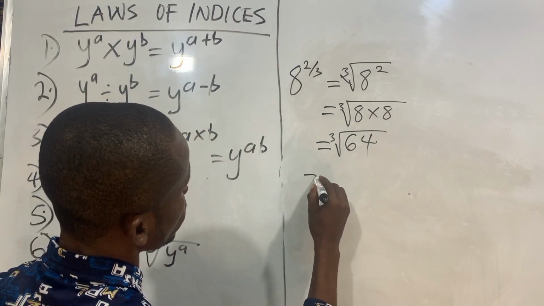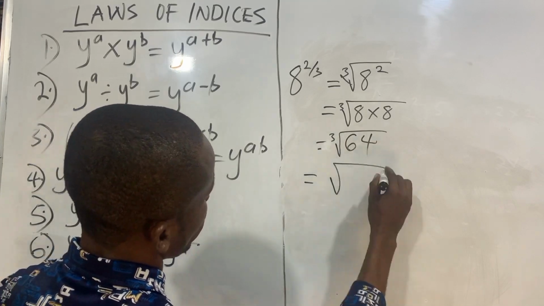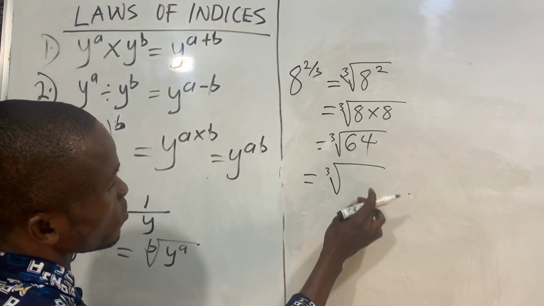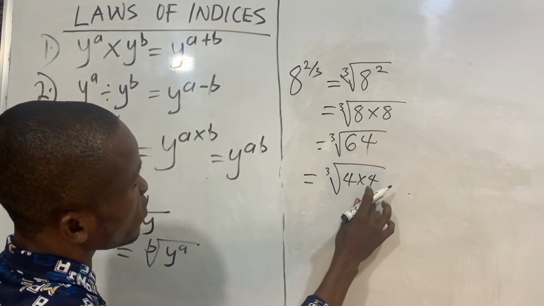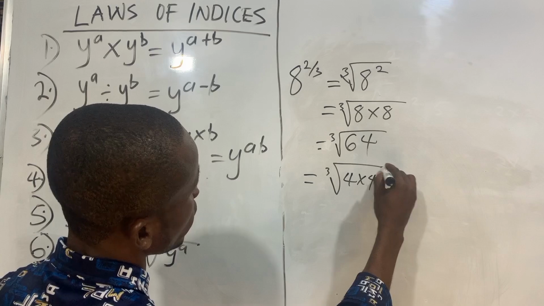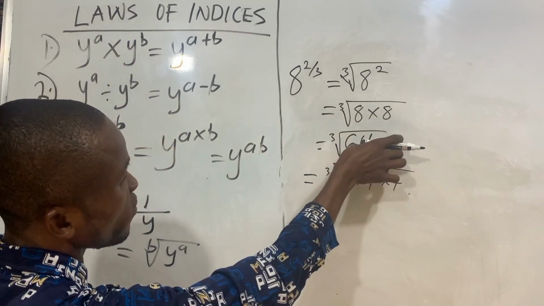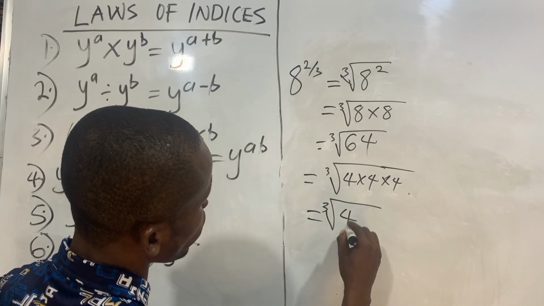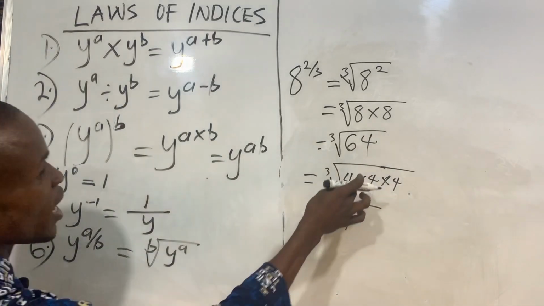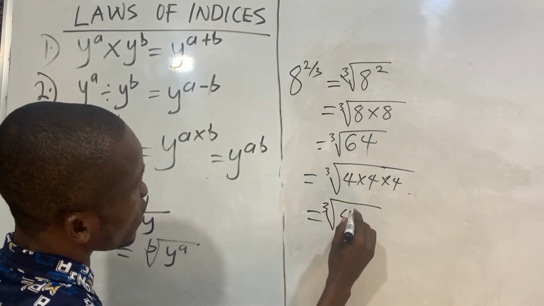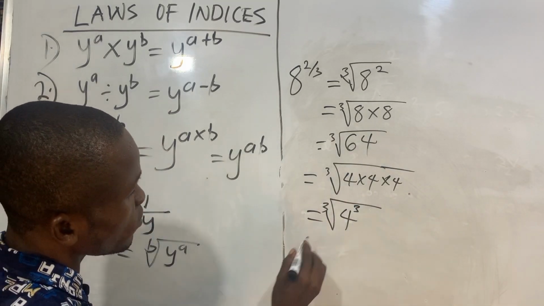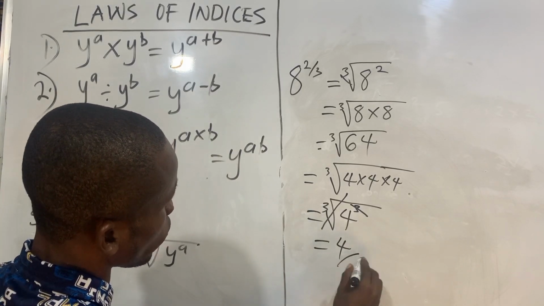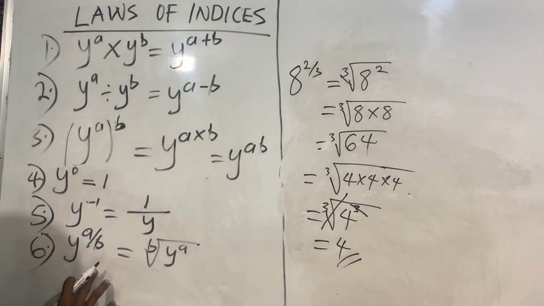64 is the same thing as saying 4 by 4 by 4. That's 4 times 4 is 16. 16 times 4 is 64. So this is the same thing as 64. Now, this becomes the cube root of 4 times 4 times 4. From the first law, we add their powers, 1 plus 1 plus 1. That's 4 cubed. So at this point, the cube root here cancels the cube. Now the result is equal to 4. That's from the 6th rule of indices.